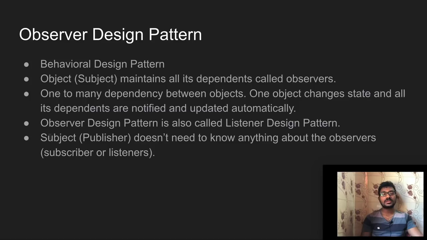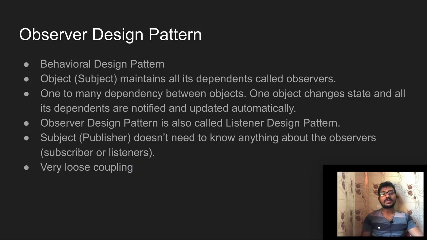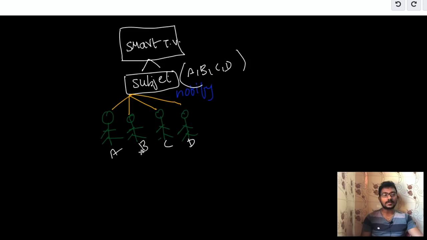And another point is the subject or publisher doesn't need to know anything about the observers or listeners. I have already talked about that point while explaining the example. The subject doesn't maintain all the information about all the observers. It won't maintain observer A's personal data like name, age, date of birth and other stuff. The subject would hold only the observer A ID. That's it. And then very loose coupling. Here A, B, C, D are observers. They are linked with the subject. So here it is a one-to-many dependency: the subject is one and the observers are many. So it's a very loose coupling.